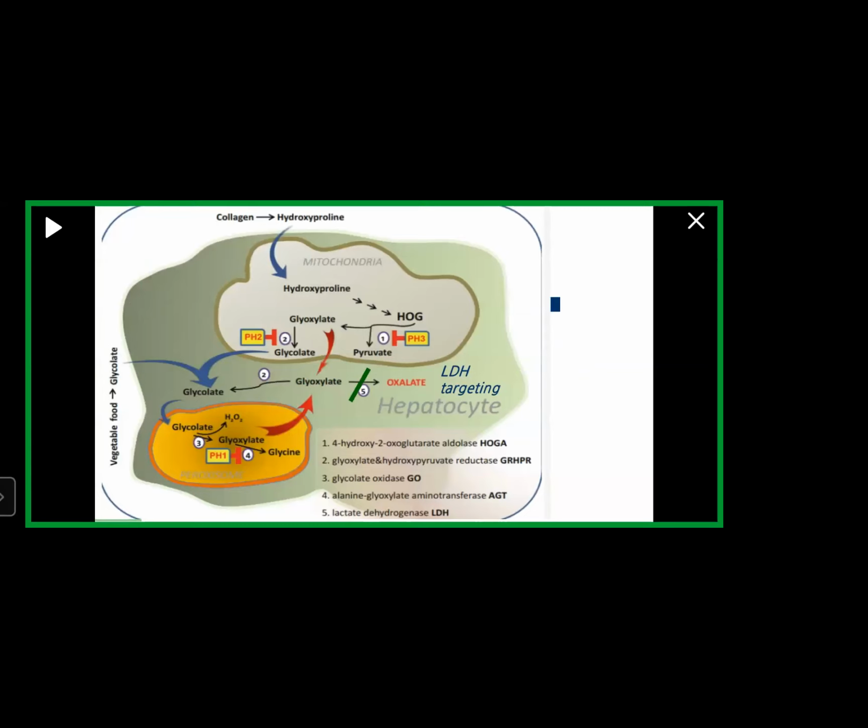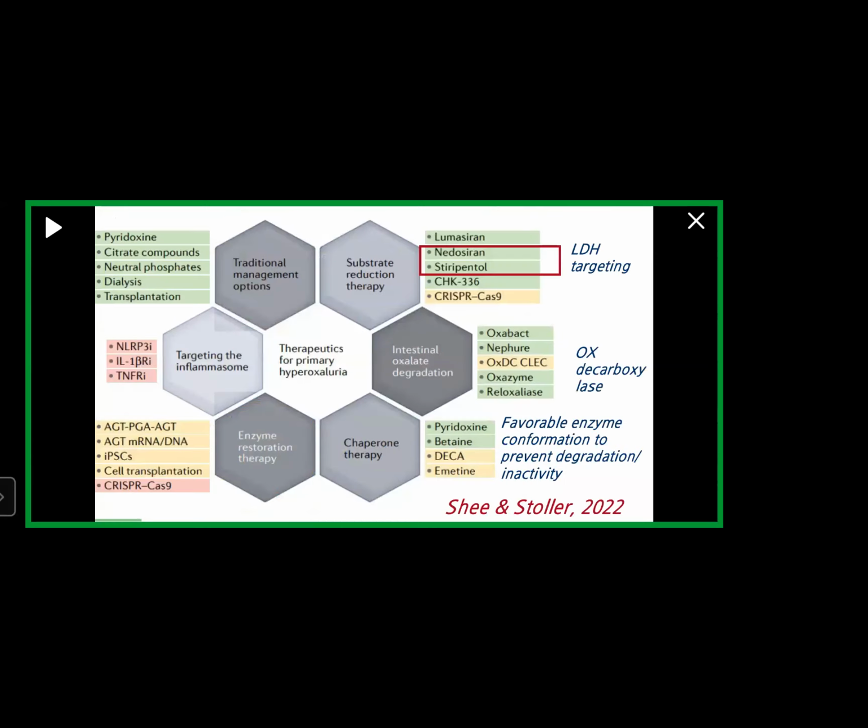The other idea was to stop this number 5, remember, the step of conversion of glyoxylate to oxalate, targeting LDH. This diagram shows the different therapeutics for primary hyperoxaluria. LDH targeting is in the top right of the slide. There are 2 drugs currently in trials, nedosiran and stiripentol, for their potential role in blocking the final conversion to oxalate.